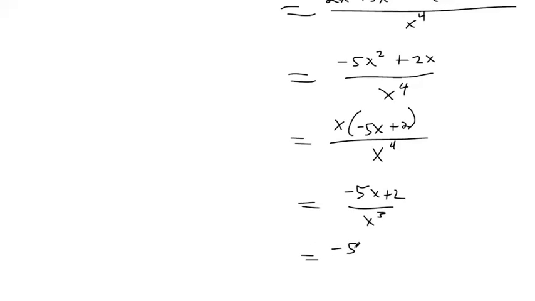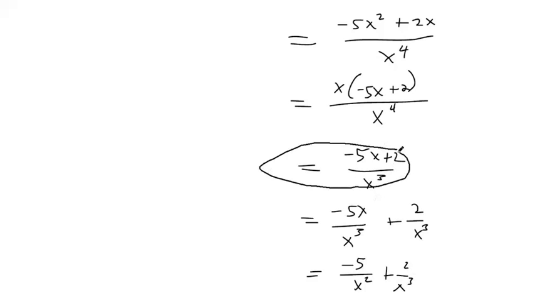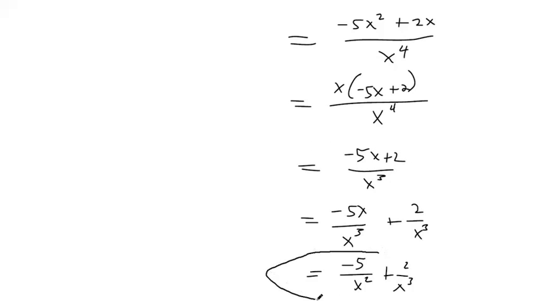Another way of writing this answer, though, is to break it up into two separate fractions like this. This is equivalent, right? I divide negative 5x by x to the third. I divide 2 by x to the third. And then if you do that, this fraction can simplify. I don't think it's clear that this is a simpler answer than the other one, though. Plenty of times you'll see textbooks leave it like this. So that's fine for me. This is also fine if you break it up.